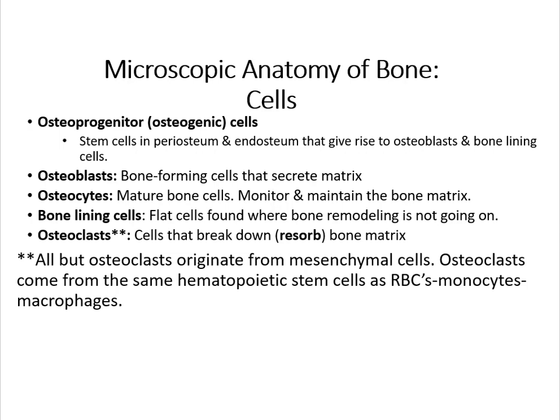That also leaves osteoclasts, which are a little different from the rest of the bone cells. All but osteoclasts actually originate from mesenchymal embryonic tissue, whereas osteoclasts come from the hematopoietic stem cell, which is the same stem cell that we get red blood cells, other white blood cells, and platelets from. So most of the cells we find in bone come from the connective tissue mesenchymal stem cell, but not osteoclasts. They're different. So let's take a closer look at each one of these cells.